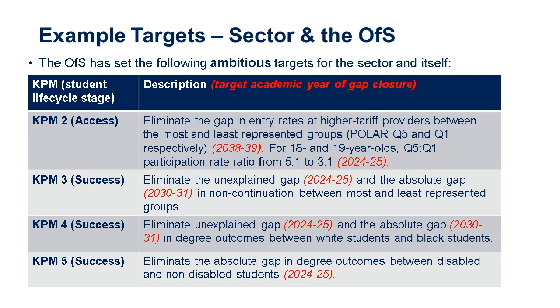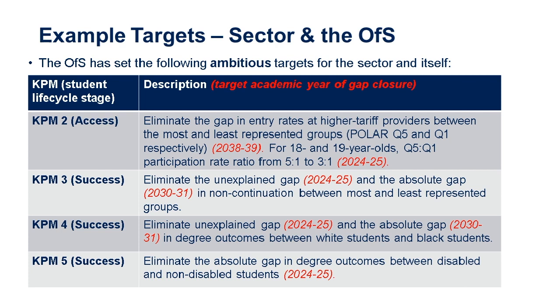Key performance measure 2 is related to access, and we want to close the gap between access and participation between the most and least represented groups in terms of polar quintiles, so that's polar quintile 5 and 1. We want to close the gap by 2038-39, and a sub-target of that is to reduce the ratio of the participation rates between polar quintile 5 and 1 from 5 to 1 to 3 to 1 by 2024-25. Now, in terms of student success, we have 3 targets, the 3 performance measures around this.